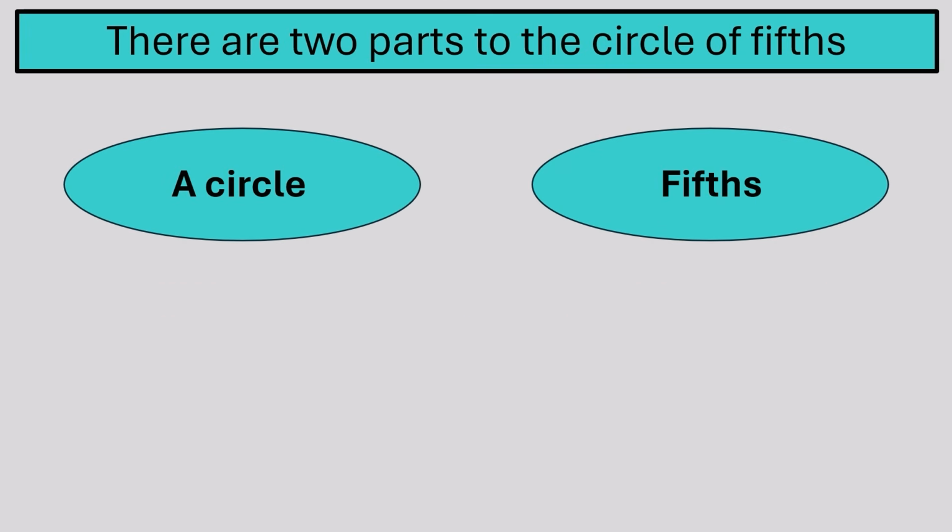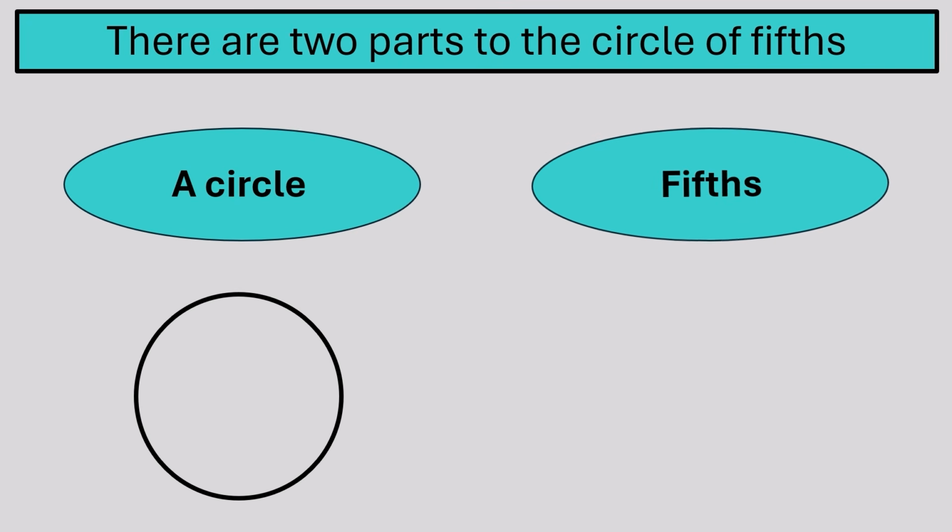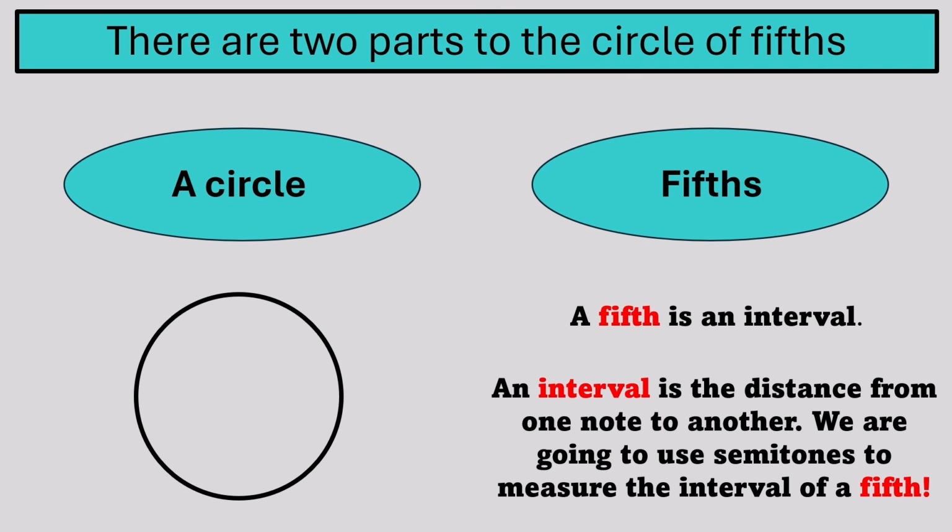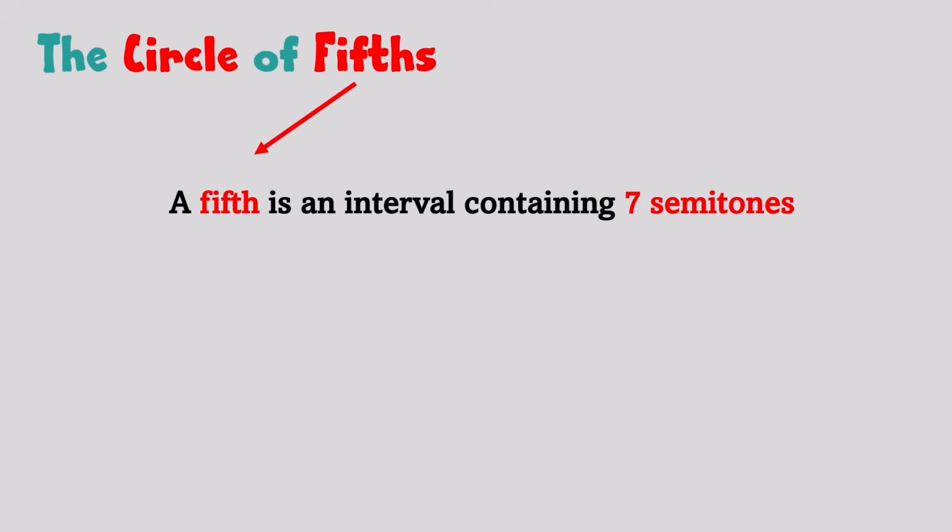In the title there are two parts, a circle and fifths. A fifth is an interval. An interval is the distance from one note to another. We are going to use semitones to measure the interval of a fifth. A fifth is an interval containing 7 semitones.